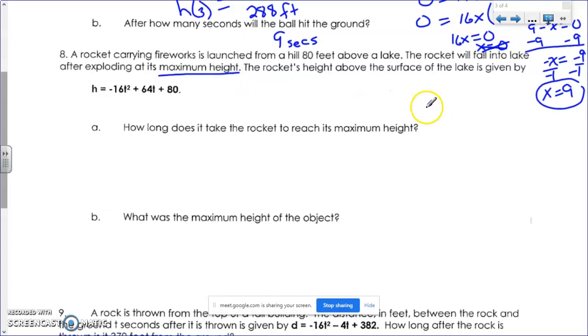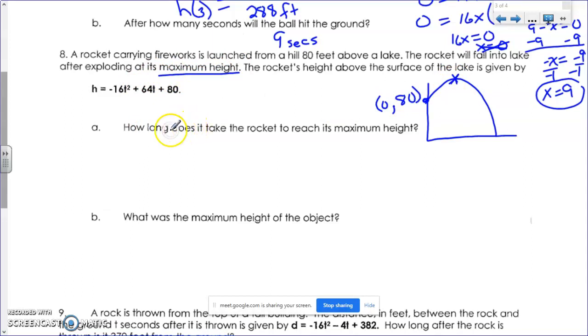No, that's the initial. Look. Okay, hill. This is 80. This is 0, 80. That's where it's initially. And then it's going to fall to the ground after reaching its maximum height. What's the maximum height? What do we call it? We don't know it yet. It is the vertex. So we've got to find out. It didn't tell us what the maximum height is.